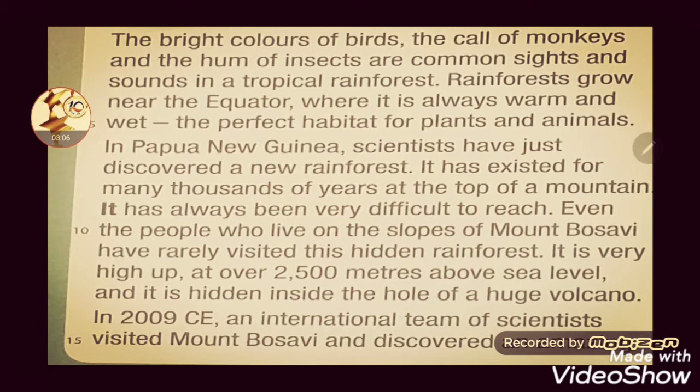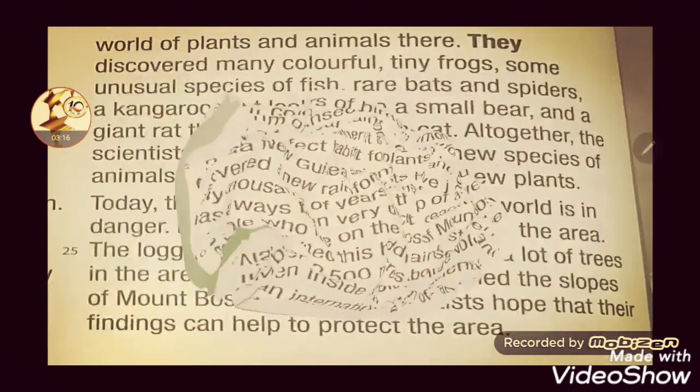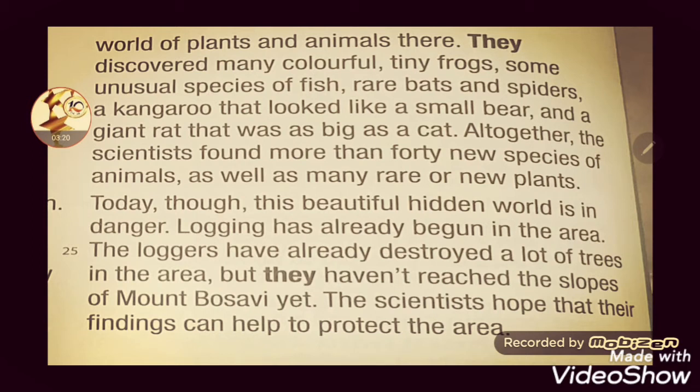In 2009, an international team of scientists visited Mount Bozave and discovered an amazing world of plants and animals there. They discovered many colorful tiny frogs, some unusual species of fish, rare bats and spiders, a kangaroo that looked like a small bear, and a giant rat that was as big as a cat. Altogether, the scientists found more than 40 new species of animals, as well as many rare or new plants. Today, though, this beautiful hidden world is in danger.